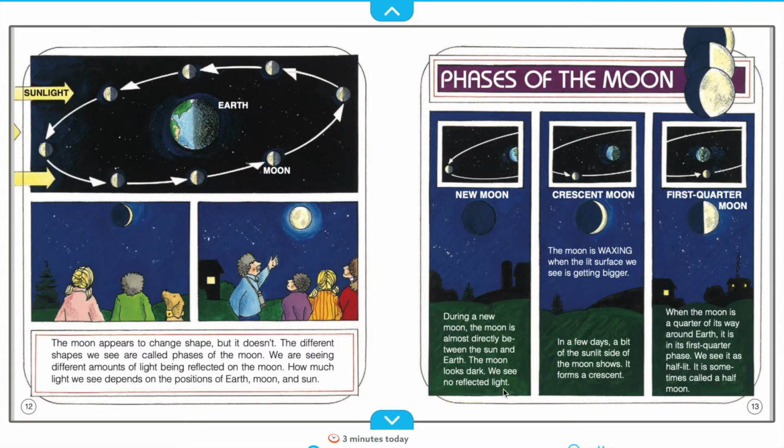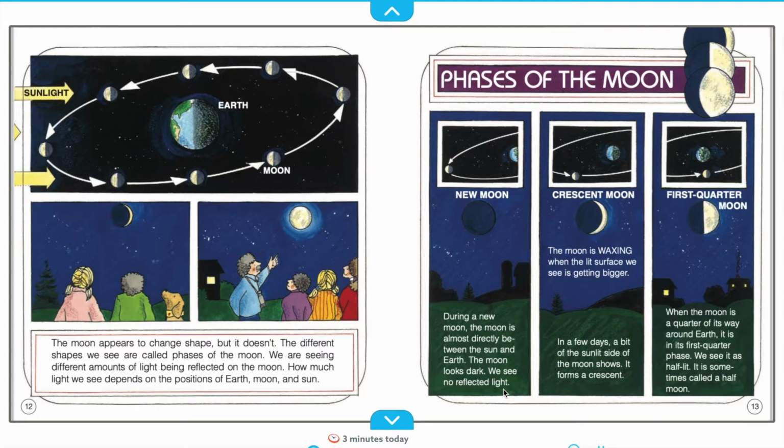Next is the crescent moon. The moon is waxing when the lit surface we see is getting bigger. In a few days, a bit of the sunlit side of the moon shows. It forms a crescent, and that's why it's called a crescent moon.